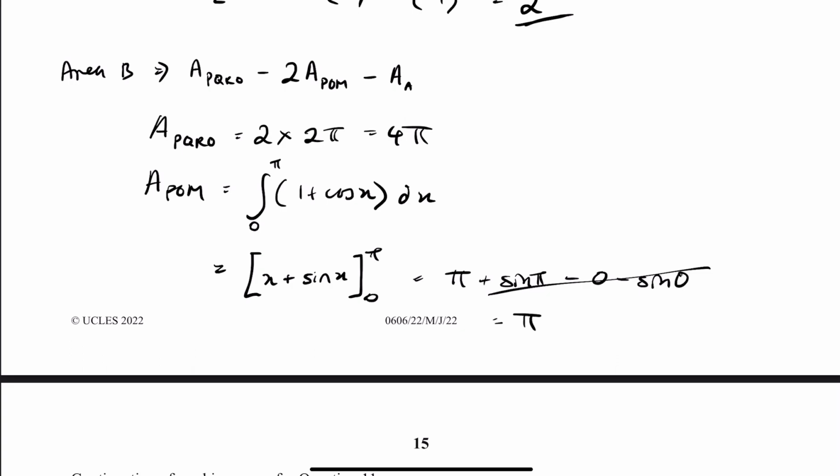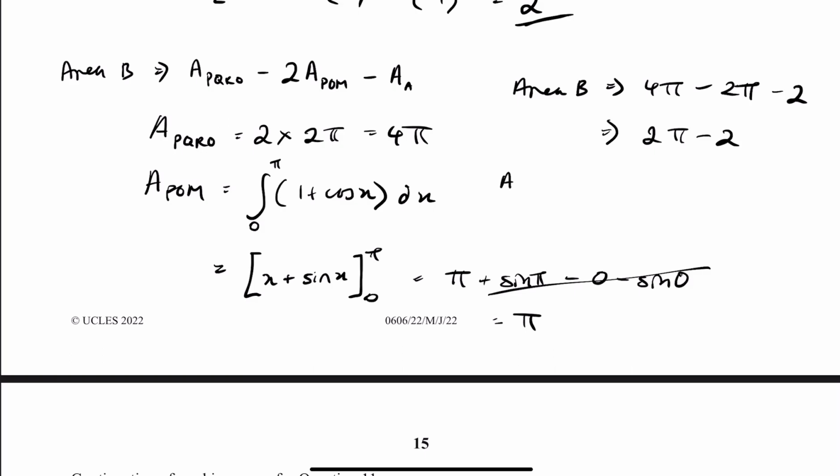And if we have already got area A, so we know that area B, therefore, substituting these areas in, we have 4 pi minus 2 pi, because we're multiplying this by 2, remember? So let me just write that, minus 2 pi, and then minus 2, since that's the area of A. And we get 2 pi minus 2.